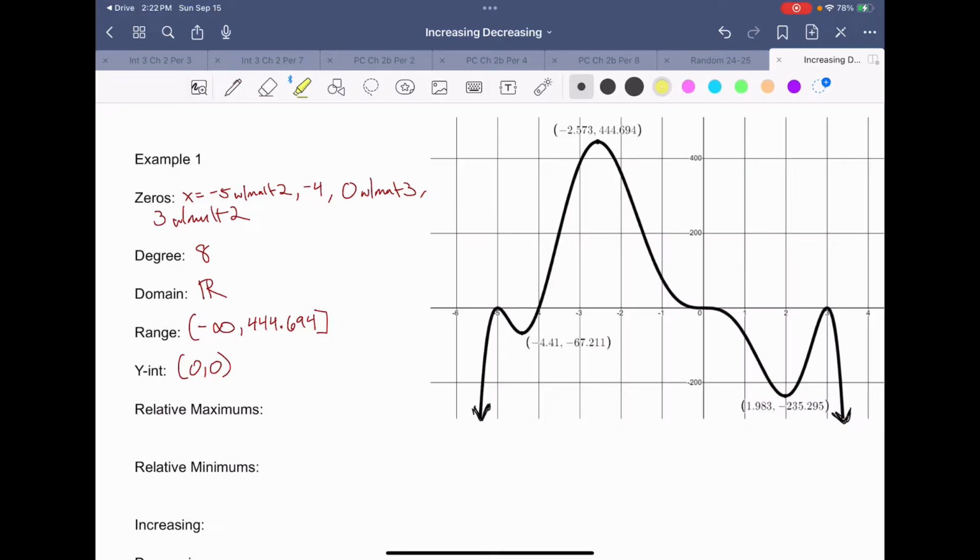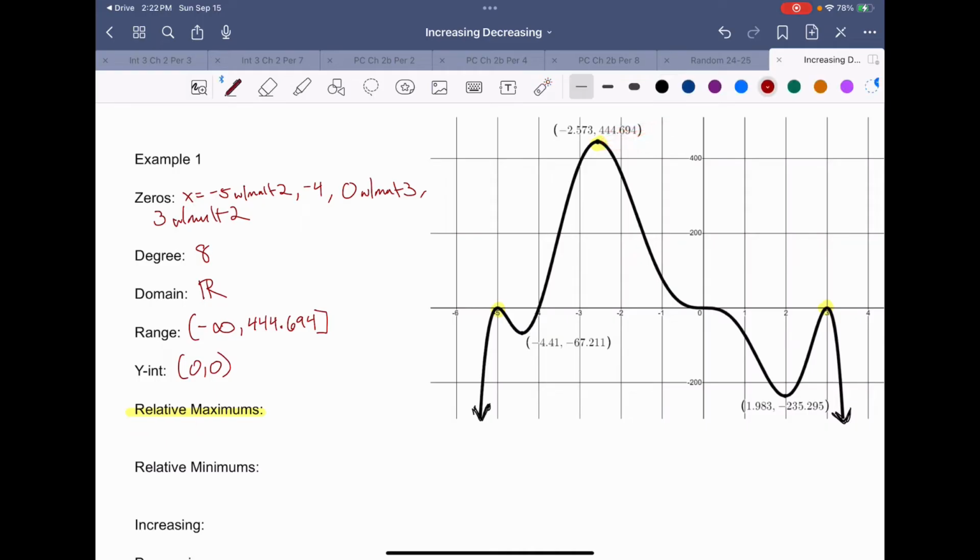Okay, maximums and minimums. So a maximum is the top of a hill. So here's a hill, it has a top. Here's a hill, it has a top. Here's a hill, it has a top. Cubics do not count as either. Cubics are not hills or valleys. So there are 3 relative maximums. That's the relative term. If I was looking for absolute maximum, it would just be this one.